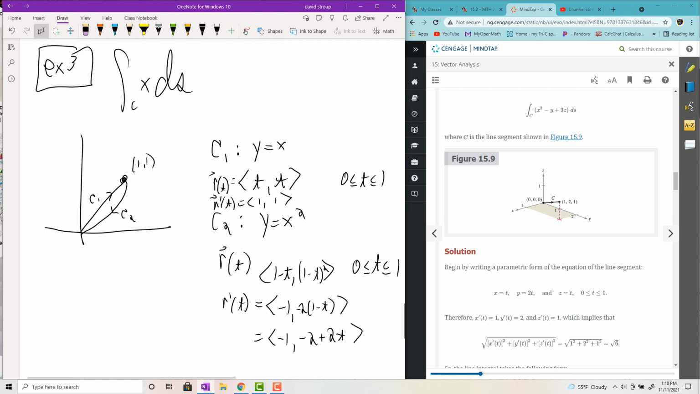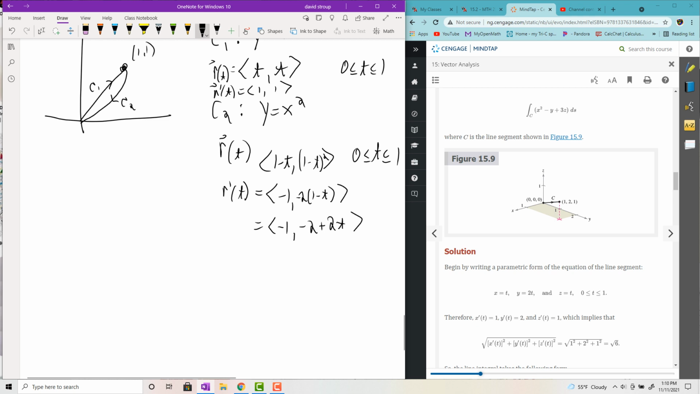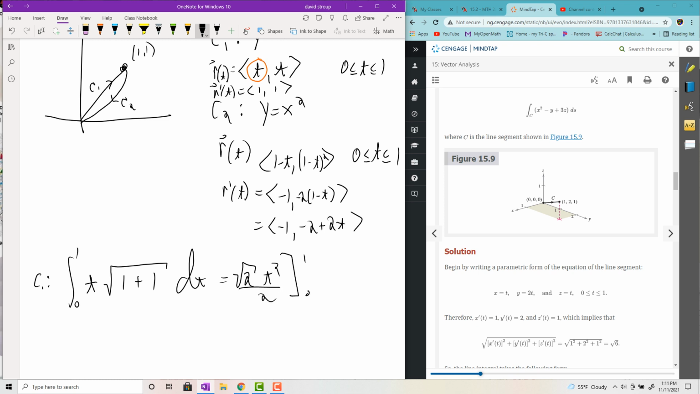Then I substitute into my integral. So I'm going to need two integrals. The one for C1, the integrand is x, and the x component is t. So I just have t, and then times the magnitude of the derivative. So that would just be 1 squared plus 1 squared is 2, dt from 0 to 1. So it's going to be root 2. Integral of t is t squared over 2, and then evaluate from 0 to 1. So it's going to be square root 2 over 2. C2 will probably be a little harder, right?